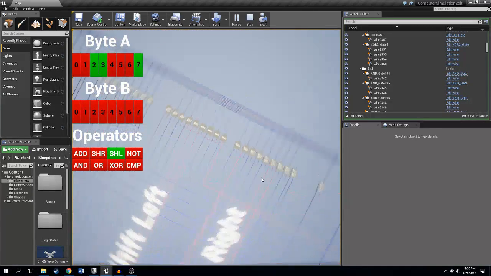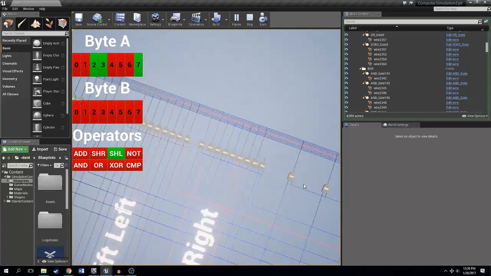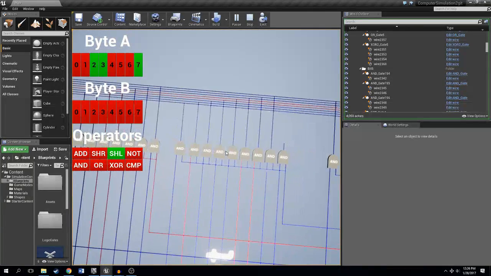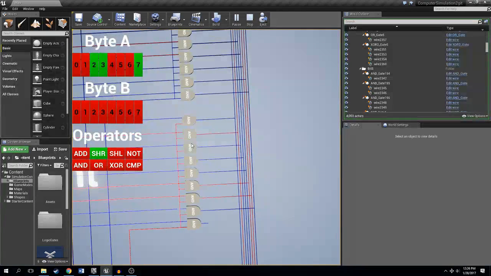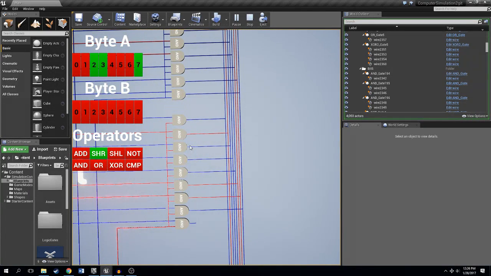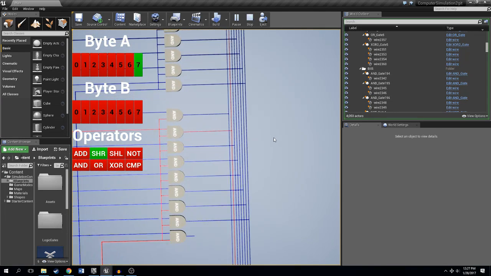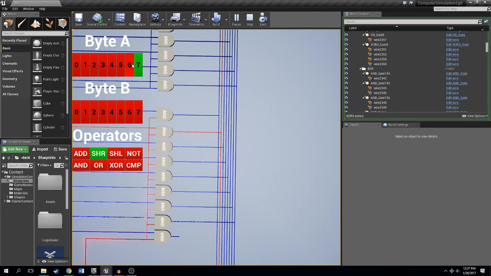Shifting right is very much the same thing. Let me go ahead and click on it. Now we're shifting everything down 1, or to the right 1, which would be the same as dividing by 2 in binary. Let's start with one example. If we turn on bit 7, it becomes bit 6, and likewise.